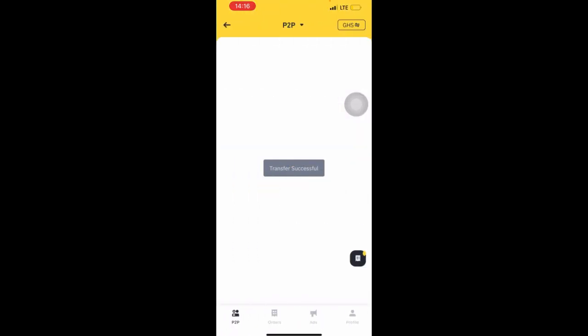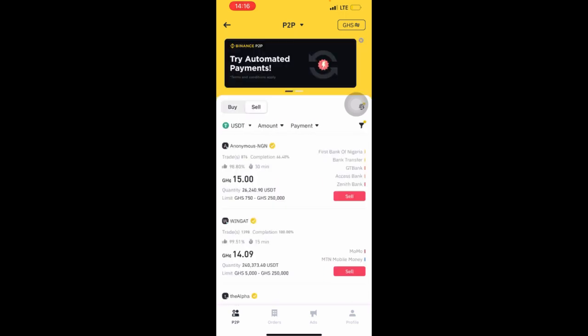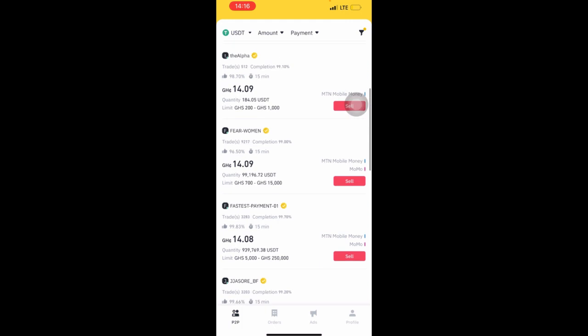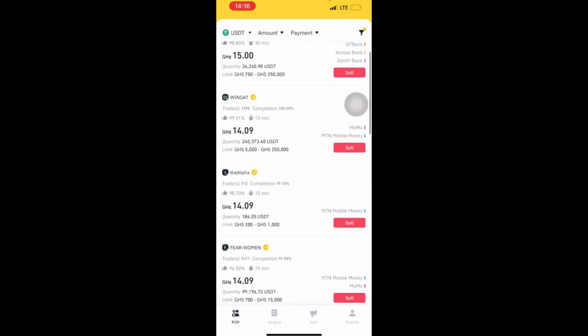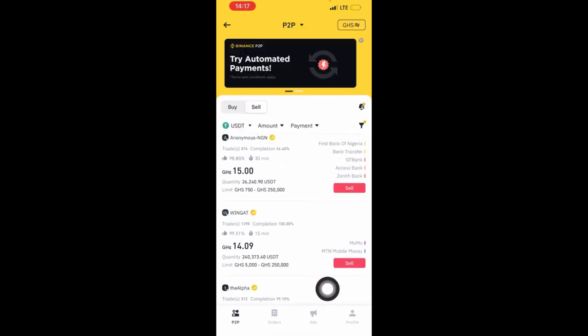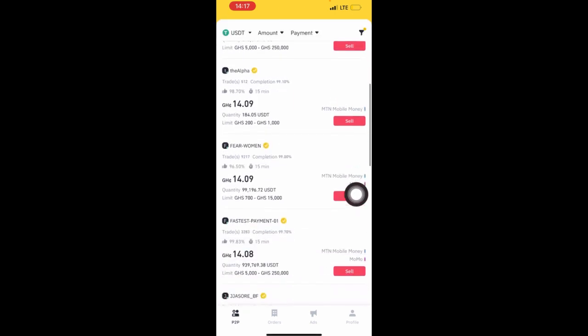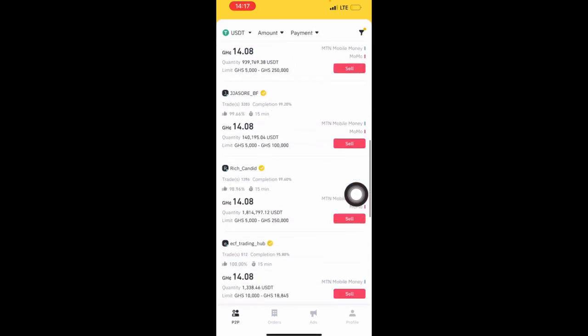So I'll go to P2P again and I'll go to sell. And this time around, since I have 57 in my account, I have to search my range. You see that this person is buying USDT for 14.09, but the limit is from 5,000 upwards, and my money is not up to that. And the account you will send the money to is Momo and MTN Mobile Money. So you have to know the account you have before you jump straight to it.